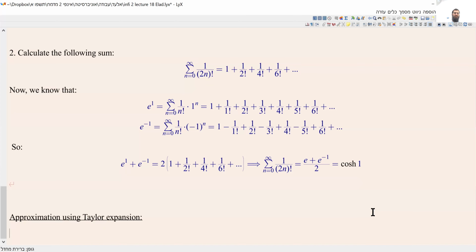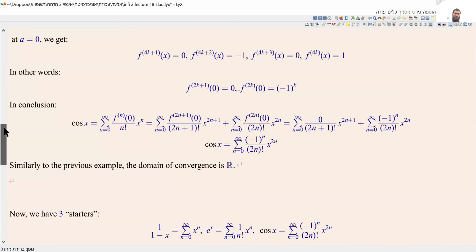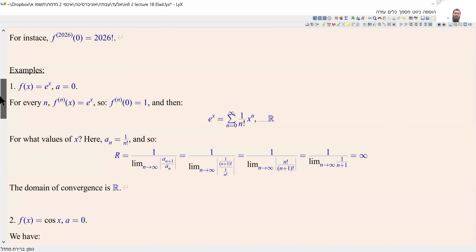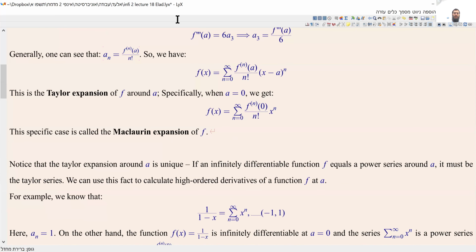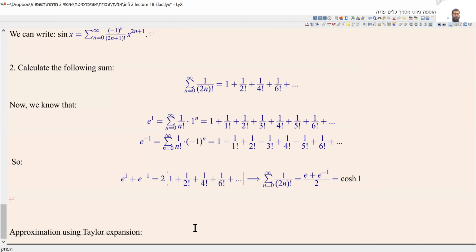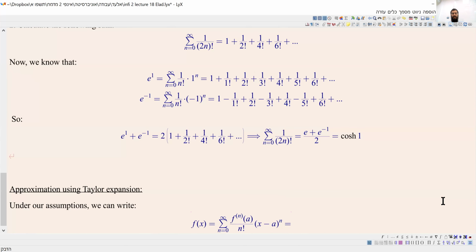Expansion. Under our assumption, the function is on one hand infinitely differentiable, and on the other hand equals some power series. We can write the function in the following way.